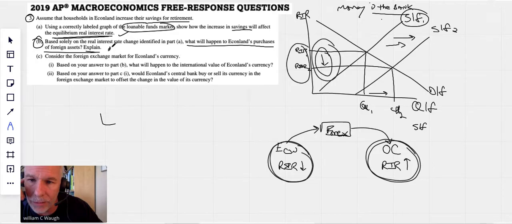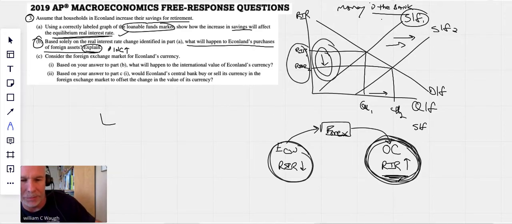They will increase. They will go up. And we would simply explain that lower interest rates in Econoland would drive Econoland citizens to buy more foreign investment assets. That real interest rate shows that they could take their money and put it into foreign banks and get a higher interest rate on their money.